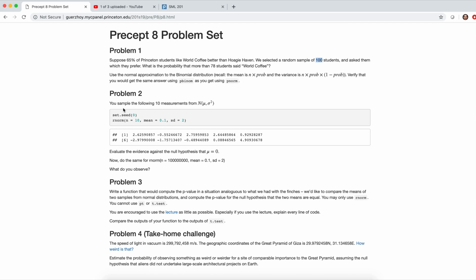For problem 2, this was a little confusing to some people. You're given those numbers, and I happened to tell you that you generated them like that. But what you're given is those numbers, and what you want is evidence against the hypothesis that the mean is 0. If you know how you generated them, you don't need to do anything, because you know the true mean is 0.1. So you pretend you don't know that, and ask: if I generated those numbers, what would be the probability of observing something as extreme or more extreme? So let's do that.